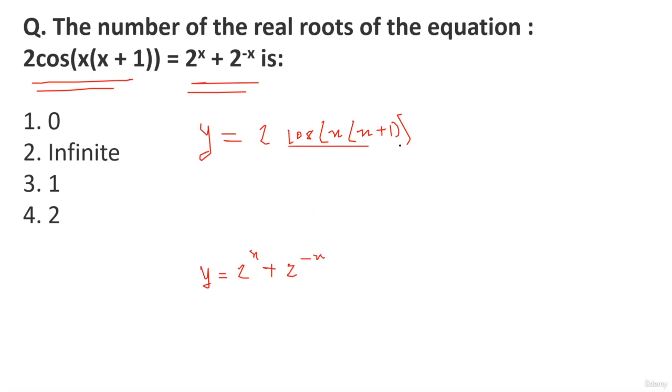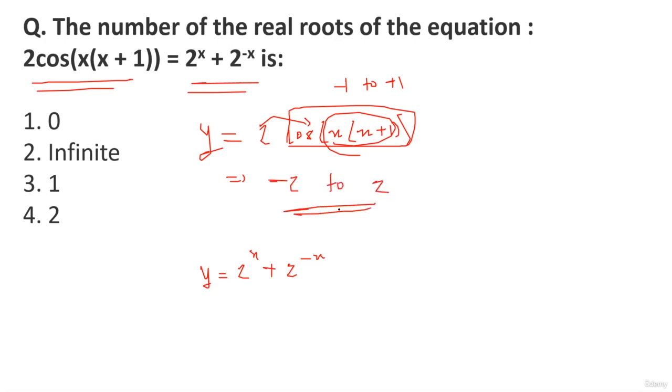Guys, we saw that for cos theta, the range was -1 to +1, right? So for this value of y, 2 into cos of x into x plus 1, whatever is inside, ultimately where will the cos answer lie? It will lie between -1 and 1. So the y value here, guys, will oscillate between -2 to +2, right?